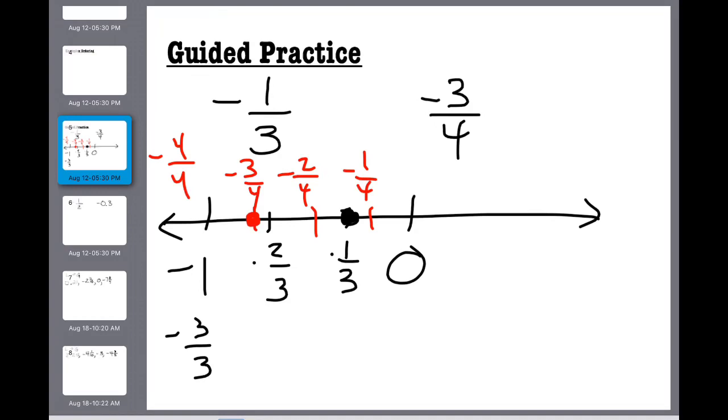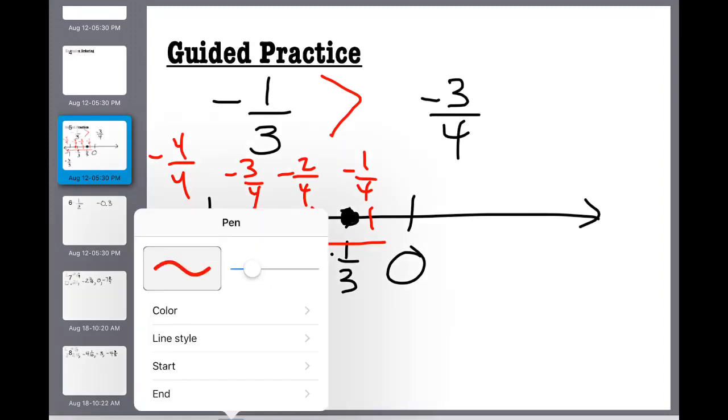So just by looking at this number line, which fraction is further away from 0? Remember, when you're doing negatives, the farther to the left you go, the smaller the fraction. So if both of these fractions were positive, 3/4 would be larger. But because they're negatives, -1/3 is closer to 0. So -1/3 is greater than -3/4.